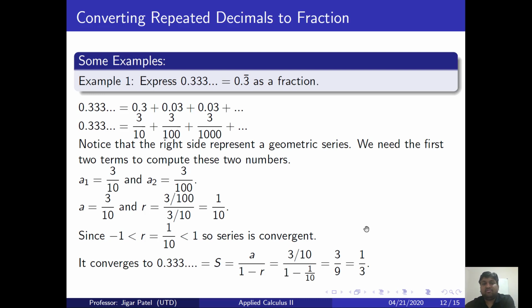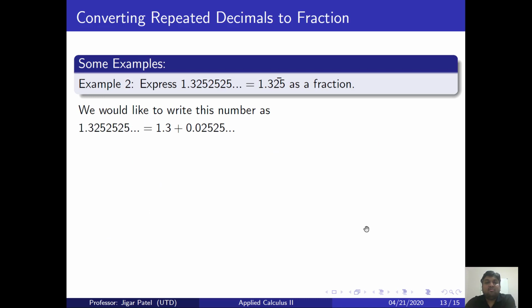Let's say I give you this example: 1.3 and then 25 repeats infinitely many times, 1.3252525... Again, the goal is to write down this number in the form of a fraction. I want you to notice that this example has two pieces, a non-repeating part and a repeating part. The non-repeating part is 1.3 and the repeating part is 0.0252525 infinitely many times.